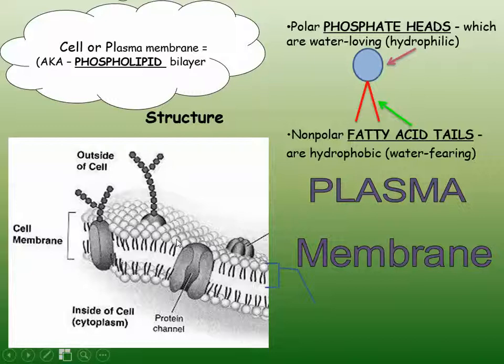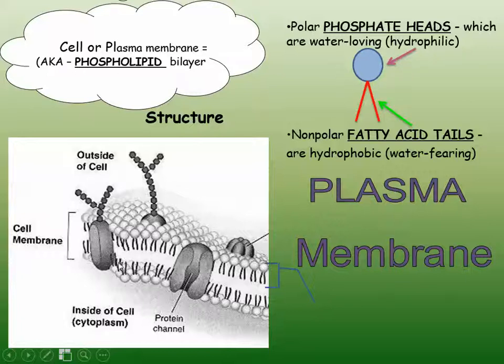But we call it a phospholipid bilayer, right? So lipid, you should remember, means fat. So that's why we named the lipid the fatty acid tail. These are going to be fatty acids, so that's where the lipid comes from. The phospho is going to come from the phosphate head. So if you know the phospholipid, you should be able to remember what it makes up.